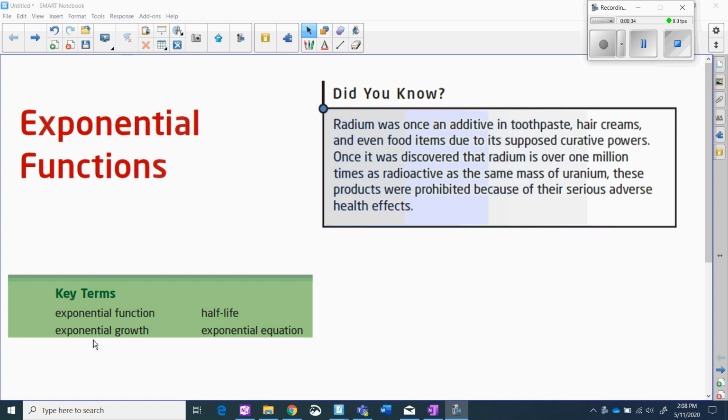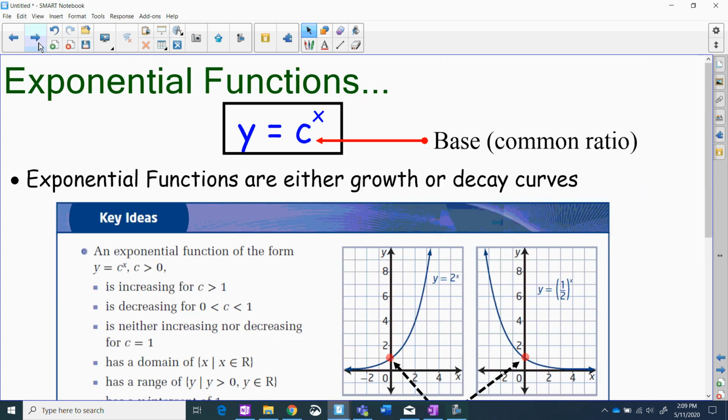There's a few key terms down here we'll talk about. We'll talk about what an exponential function is. We'll talk about exponential growth. We'll talk about half-life. We'll talk about an exponential equation. But the first thing we're going to get into are just some of the properties of an exponential function, what these functions look like.